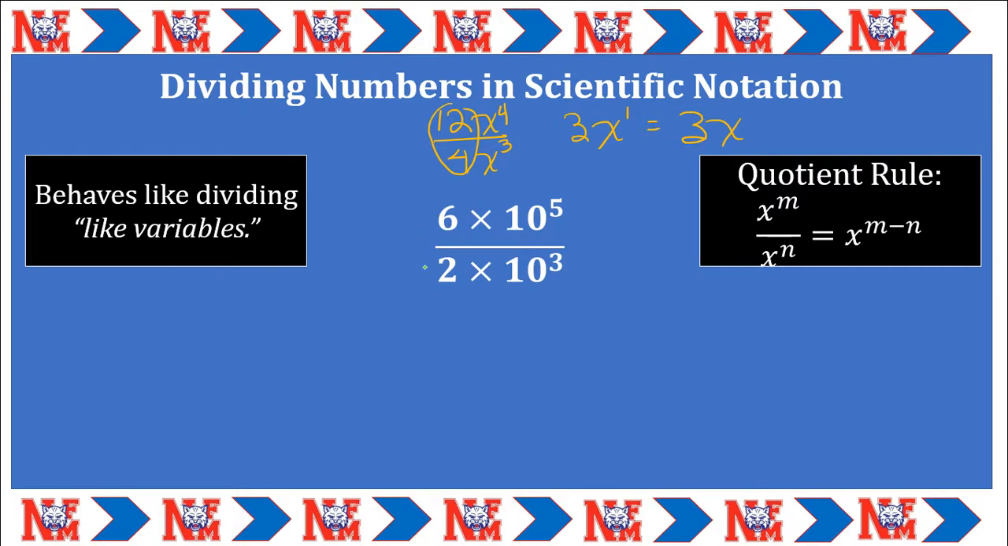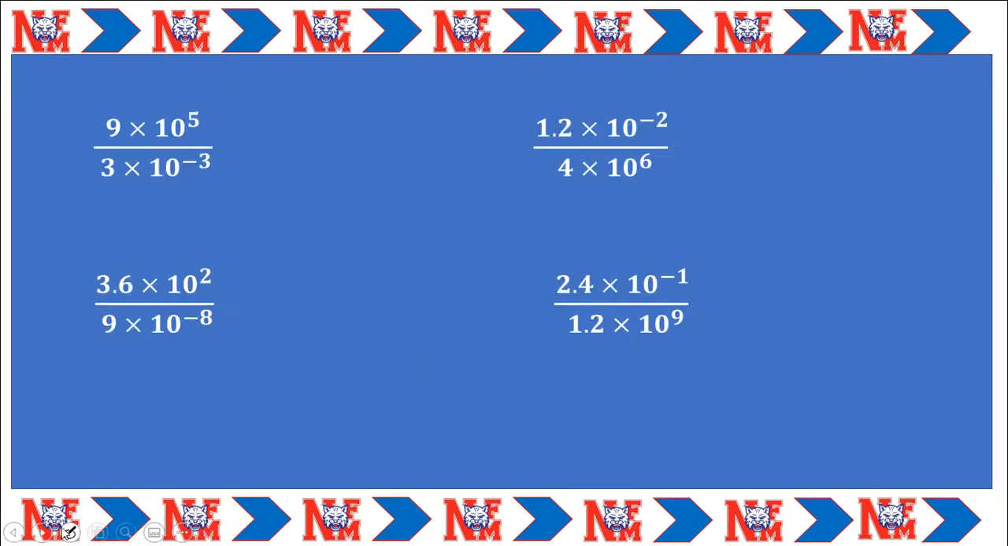The same goes for when we're dividing scientific notation. You're going to divide your coefficients. You're going to apply the quotient rule. We have the same base. We subtract 5 minus 3 is 2. 3 is proper scientific notation. We're good to go. Let's try these few out together.